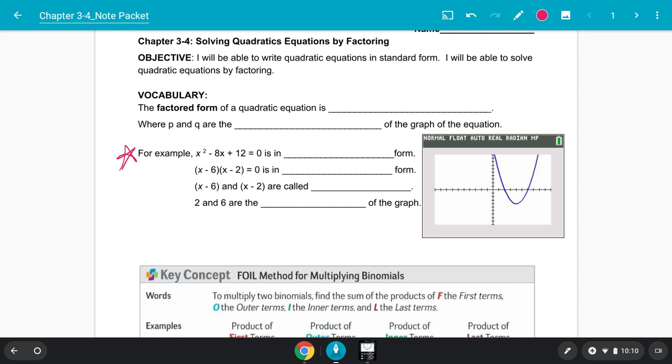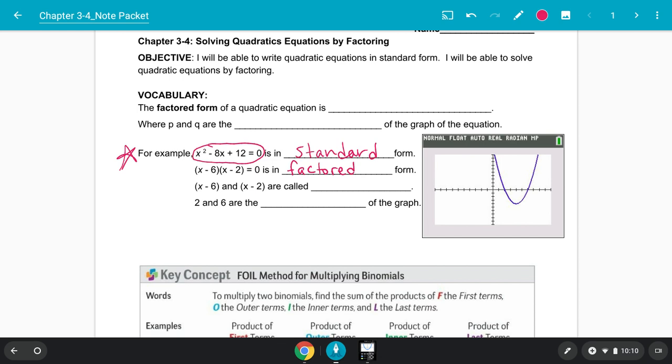So this is what's called a quadratic equation. It's quadratic because it has x squared. This is in standard form. When you split the quadratic into two sets of parentheses, that's what is called factored form.